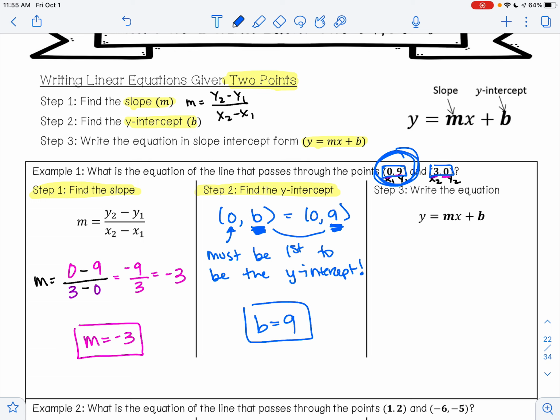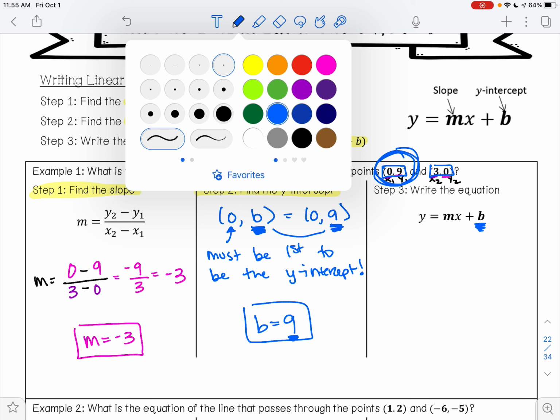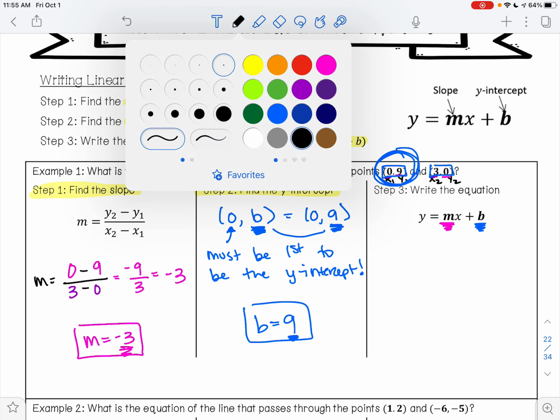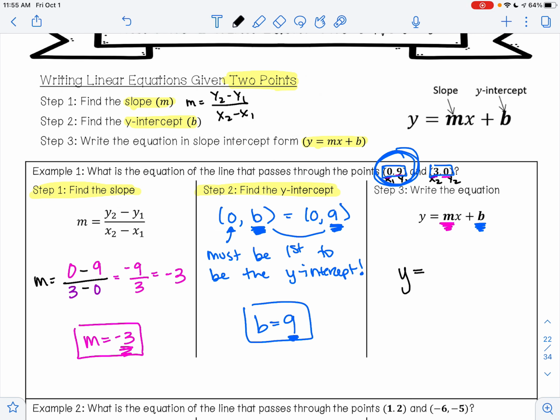So now that we know m and b, we can use that to plug into our equation. I'll replace b with 9, and I'll replace m with negative 3. So my equation will be y equals negative 3x plus 9. Again, I got that negative 3 from m, and I got the 9 from b.